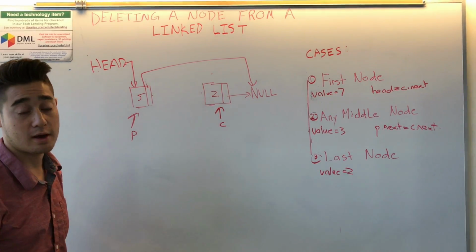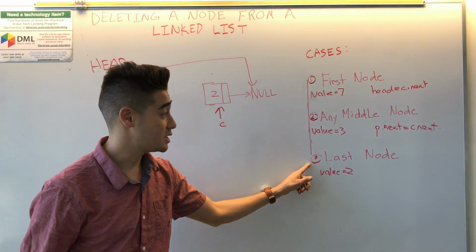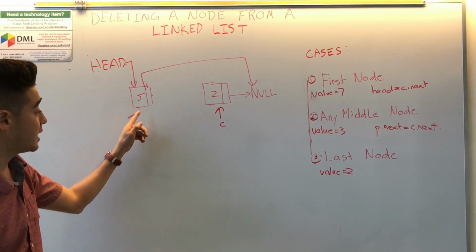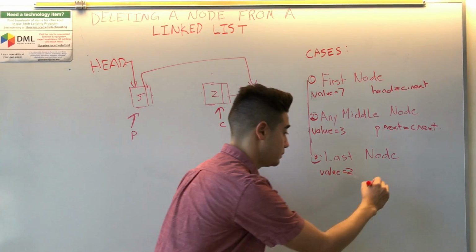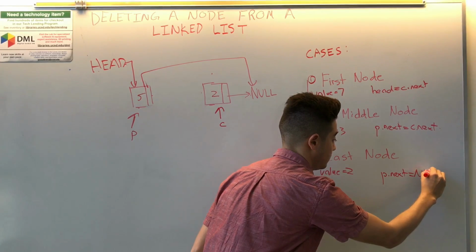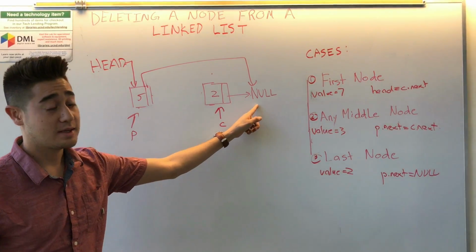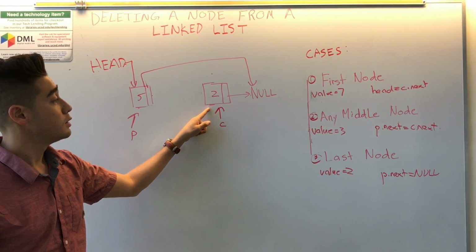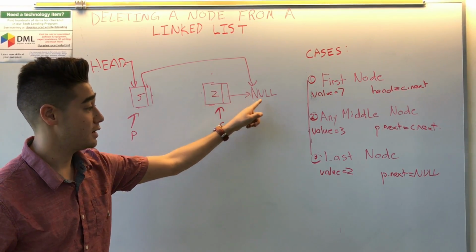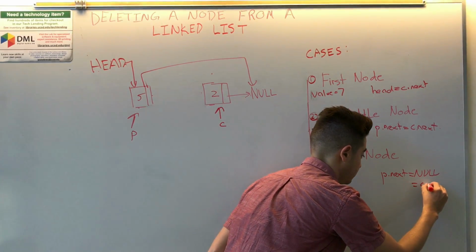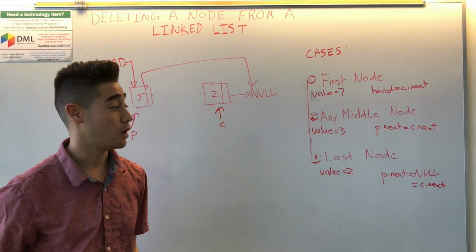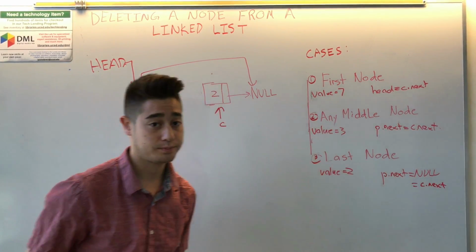I want to take a moment now and explain that programmatically, case 3 is identical to case 2. This is because what we have done is we have set P.next equal to null in case 3. But note that null is simply just the value the current node points to. So we can rewrite null as C.next. And now note that case 3 and case 2 are programmatically identical.